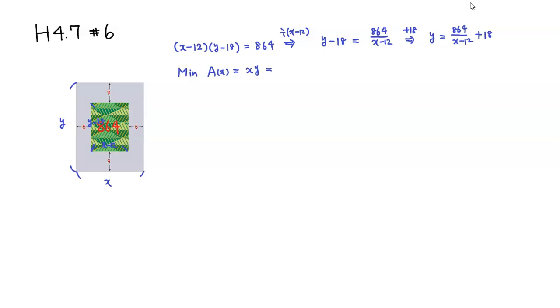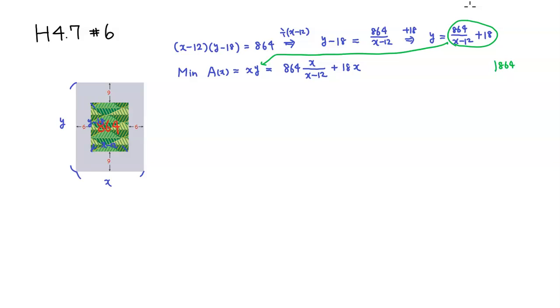So we have this alternative expression for y, and I'm going to plug it right in here. So it's going to be x times that. I'll put 864 in front, and then x times x minus 12, plus 18 times x, so 18x. It looks like 18 is a common factor. Maybe I'll just do it on the side.